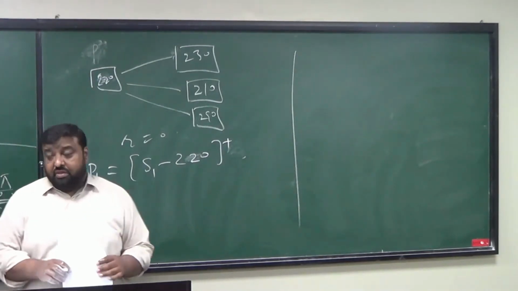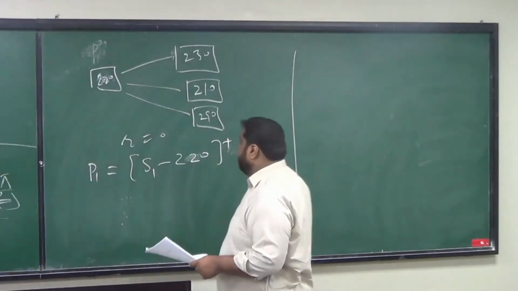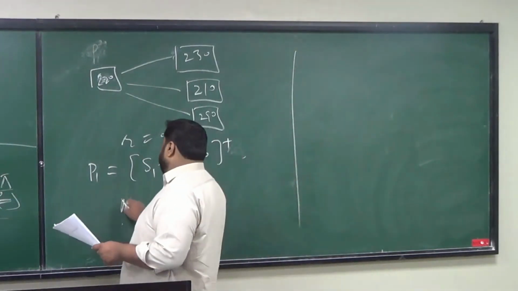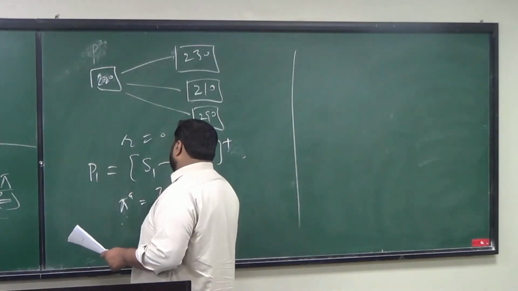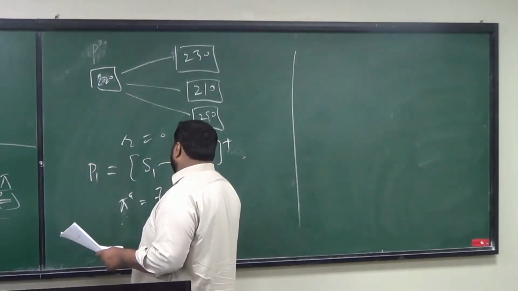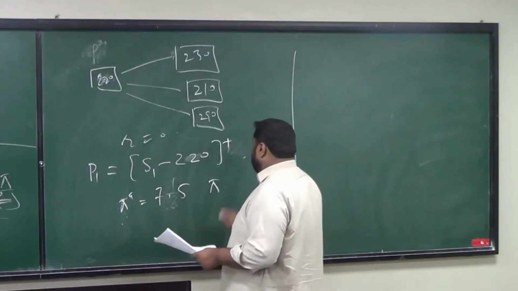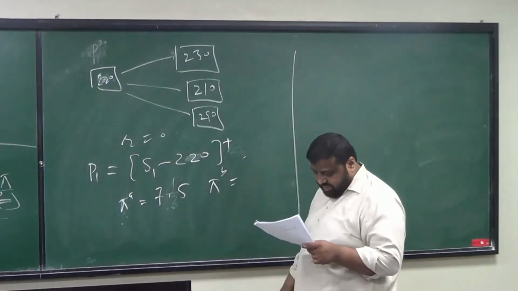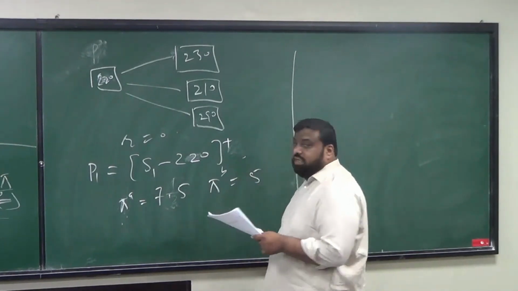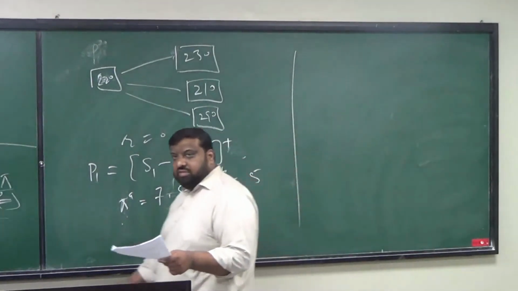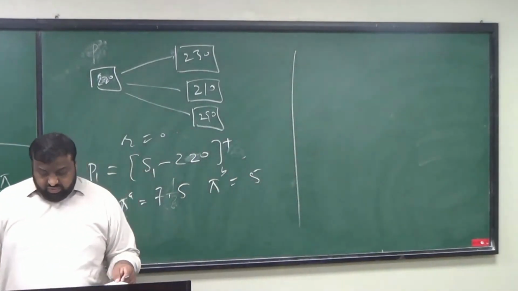My key point is, using this approach, when you compute pi A, it is going to be 7.5, and pi B is going to be 5. Not getting into the calculations.